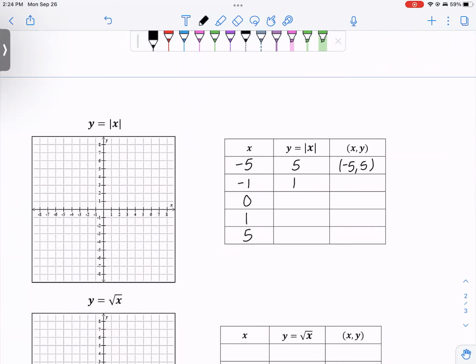Absolute value of -1 is 1. Absolute value of 0 is 0. Absolute value of a positive number is just the number itself. So we have the point 1, 1. And we have the point 5, 5. Keeping in mind, this guy right here is the vertex of this absolute value function.